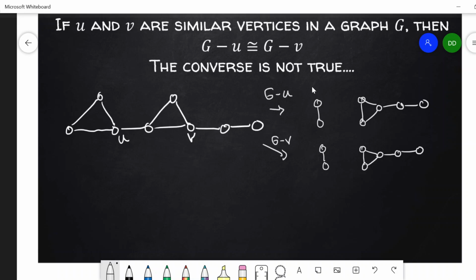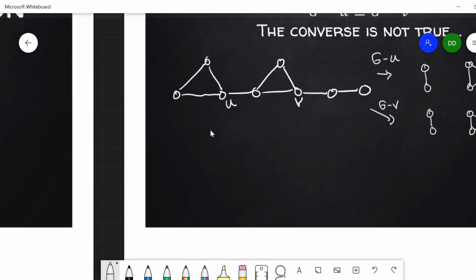So what this is sort of getting at is how can I determine what a graph is by looking at its vertex-deleted subgraphs, or at least suggest a route to explore in the world of graphs, which is to look at vertex-deleted subgraphs. If we know that two vertices are similar, we know that the vertex-deleted subgraphs, G minus U and G minus V, must be the same, but the converse is not necessarily true. Okay, so where do we go from here in this sort of exploration?